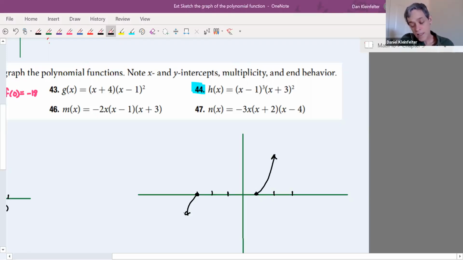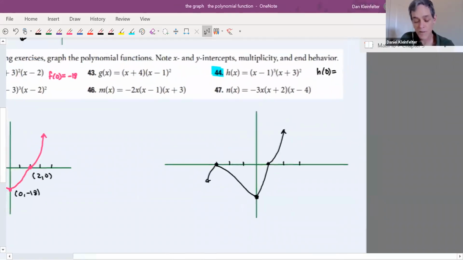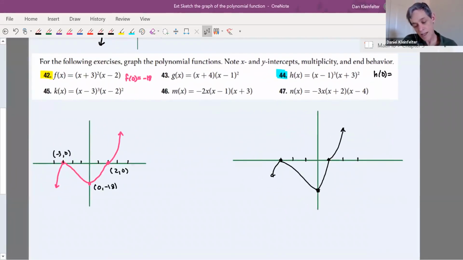Okay, for the y-intercept, h of 0 is going to be -1 times 9, right? So -9. Then at 1, it has odd multiplicity, so it has to cross through. And at -3, it has even multiplicity, so it has to bounce off. So again, exactly how the curvature looks on these is going to vary, but we're interested mostly in the behavior of the graph at its intercepts. Okay, and the end behavior.